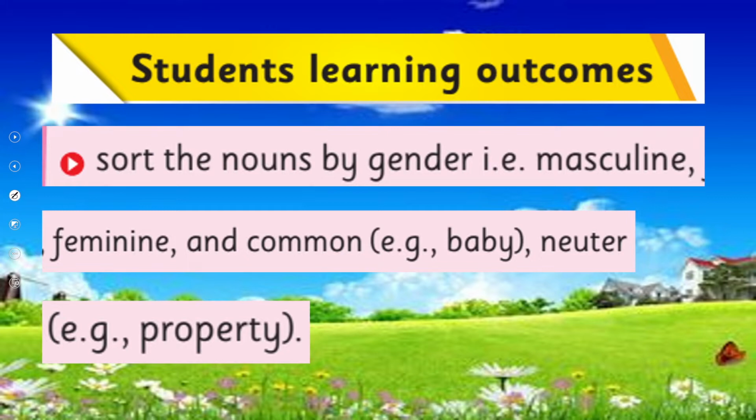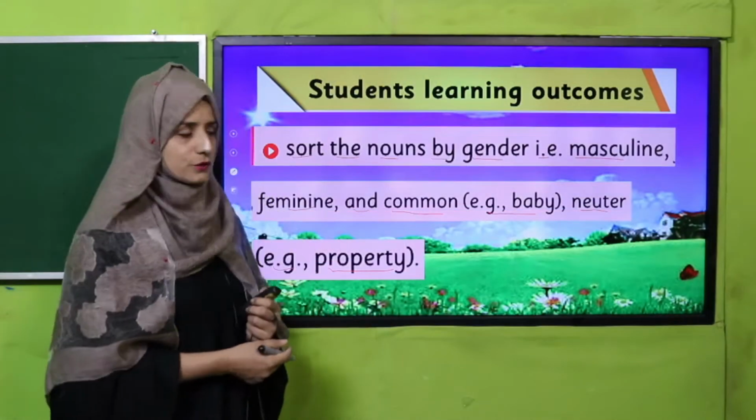Our today's students' learning outcomes are to sort the nouns by gender, i.e. masculine, feminine and common, e.g. baby, and neuter, e.g. property. So today we are going to cover this SLO.